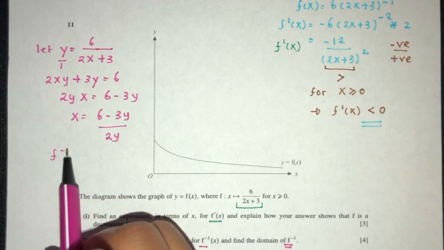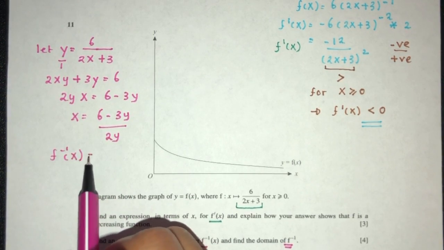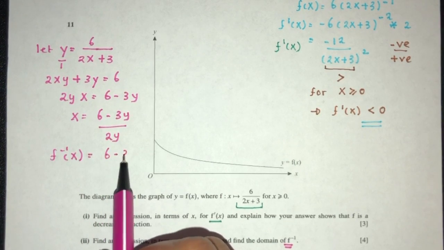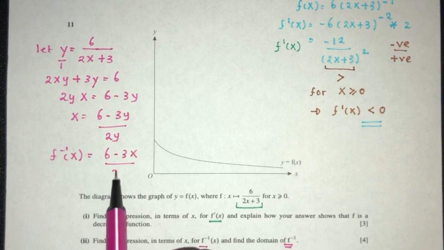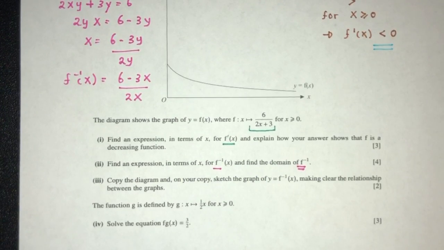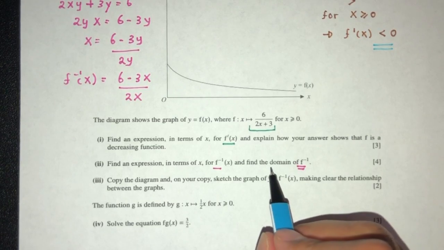So f inverse, it is in terms of x, so we have to change that to x: 6 minus 3x over 2x. That will be f inverse of x. That is part 2 of the question. Now what else? We have to find the domain.